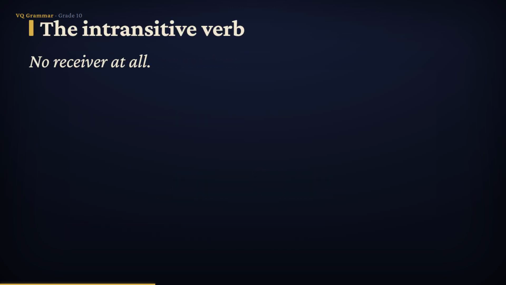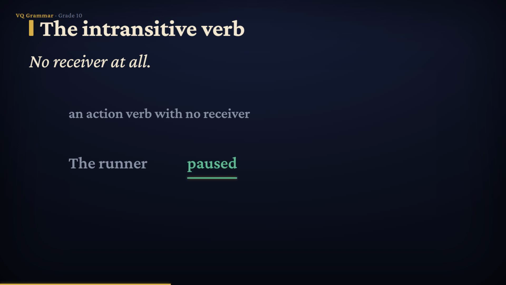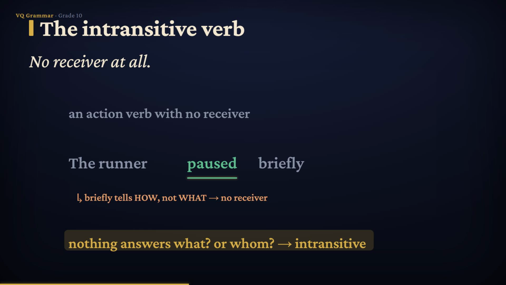But not every action verb has a receiver, and that's perfectly fine. An intransitive verb is an action verb with no receiver at all. Listen, the runner paused briefly. The verb is paused. I say it and ask, paused what? Paused whom? And the sentence gives no answer. The only nearby word, briefly, tells us how she paused, not what she paused. Since nothing answers what or whom, the verb is intransitive. Remember, words that tell how, when, or where don't count as receivers.